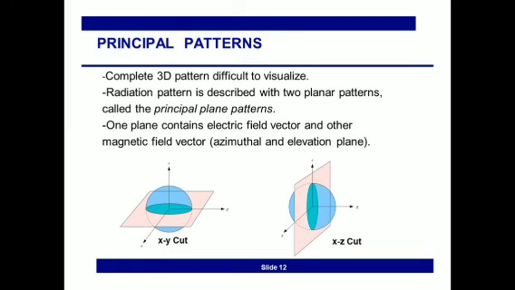Basically, the 3-dimensional radiation pattern is difficult to visualize. So, we describe the radiation pattern in terms of 2 planar patterns, which are called the principal plane patterns. One plane contains the electric field vector and the other contains the magnetic field vector. So, we take 2 patterns, one in the azimuthal plane and the other in the elevation plane. As we can see in the diagram, we have taken one cut in the xy plane and the other cut in the xz plane.